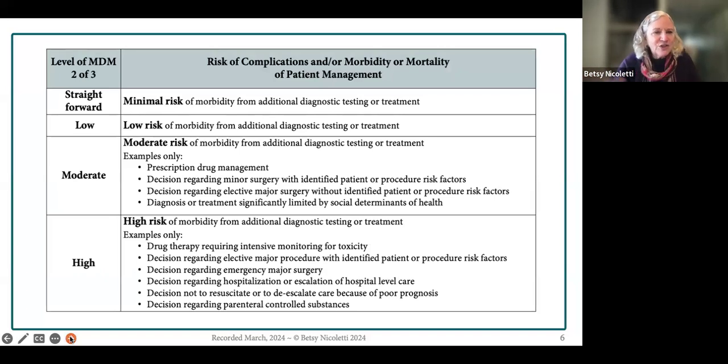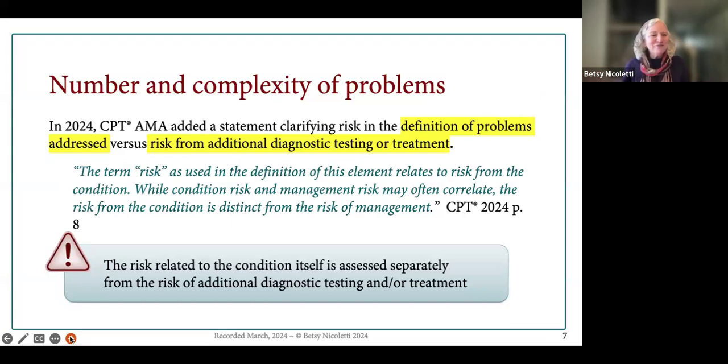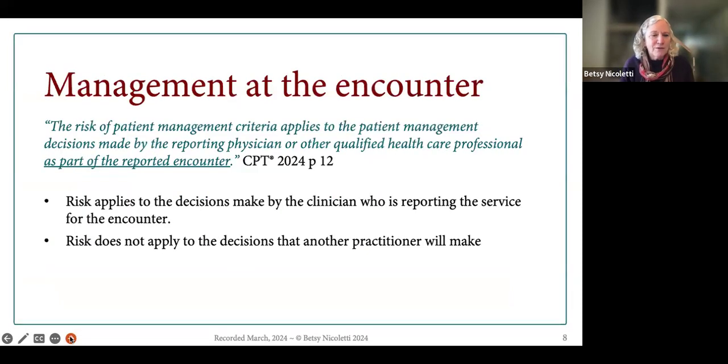So let's look at CPT. Let's go to the videotape, as we might say, if we were sporting types. In the CPT book in 2024, in the section describing the number and complexity of problems, they say the term risk, as used in the definition of this element, relates to the risk from the condition. While condition risk and management risk may often correlate, the risk from the condition is distinct from the risk of management. And then they move on to talk about management, the third element.